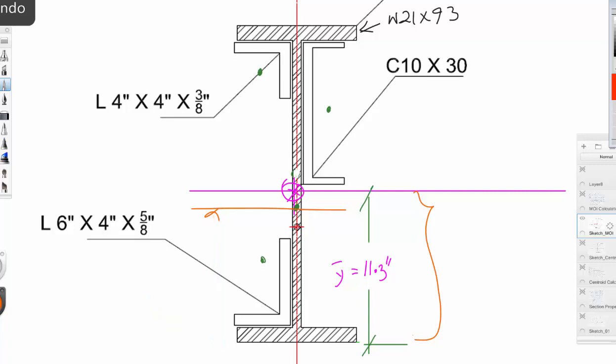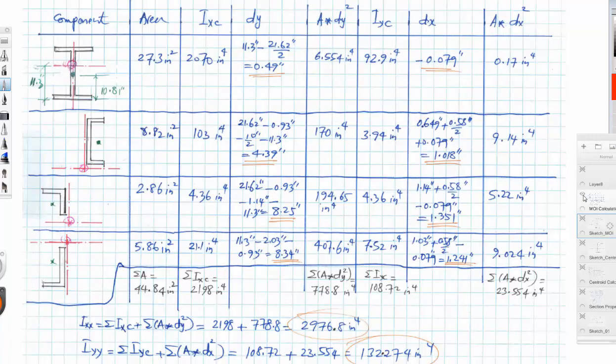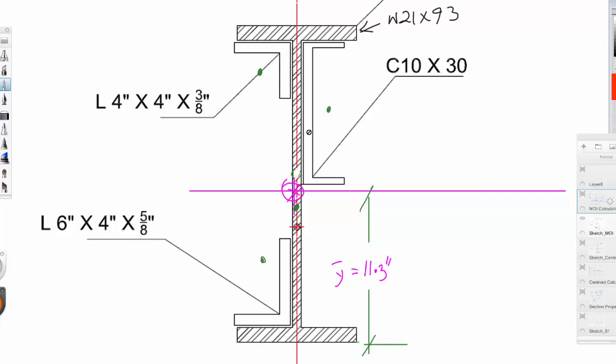So let's take a look at the calculation part here. The x is minus 0.079, and the y distance is 11.3 minus half of the depth, like we have mentioned. Now for this channel, let's take a look at the sketch.